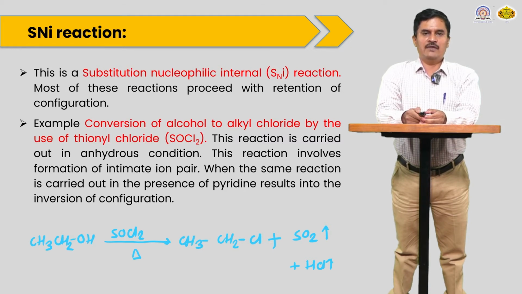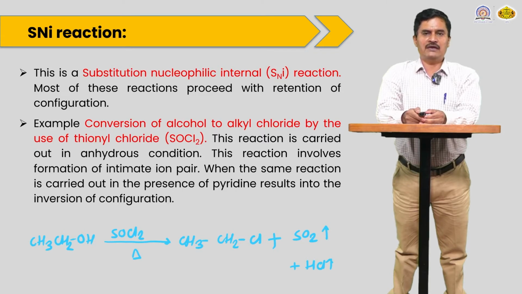In this case, both the reagent and the reactant are present in the same molecule, which is why there is a retention in configuration. It means the stereochemistry of the reactant is not changed. If the starting compound is plus, then the product is also plus. For example, conversion of alcohol to alkyl chloride by the use of thionyl chloride.